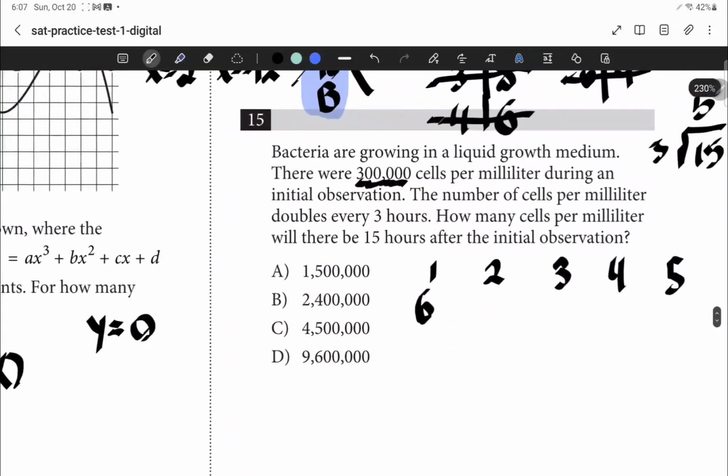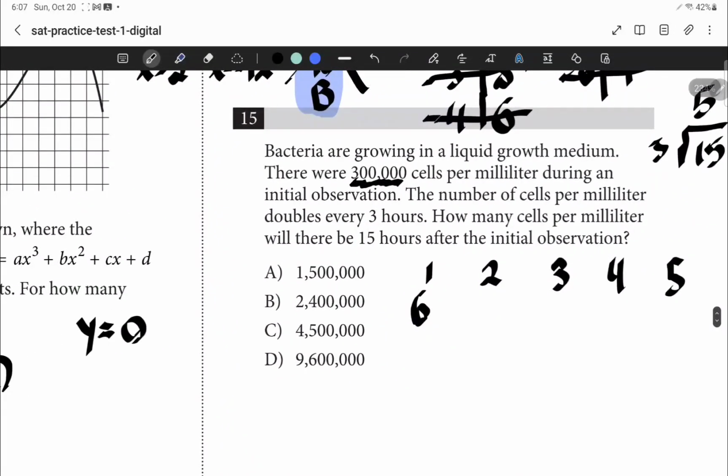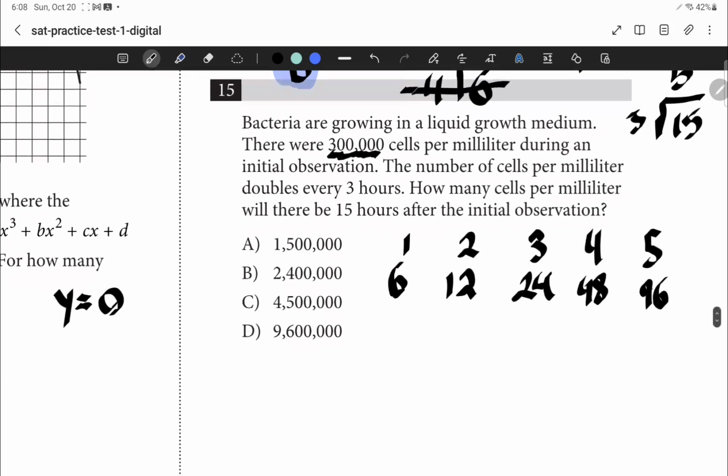Now that's the first time around. Now because it's going to double, 6 doubled is going to be 12. Now 12 doubled is going to be what? 24. Now 24 doubled is going to be what? 48. Now 48 doubled is going to be what? 96. Now, how many zeros are we missing?